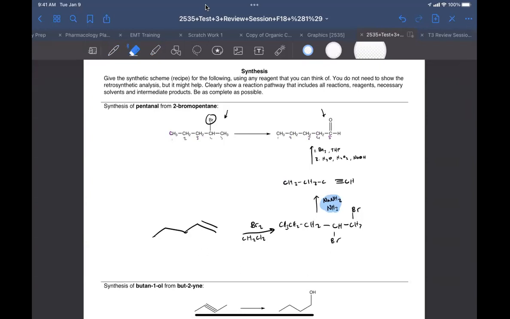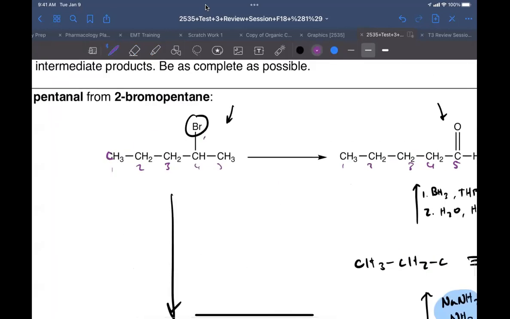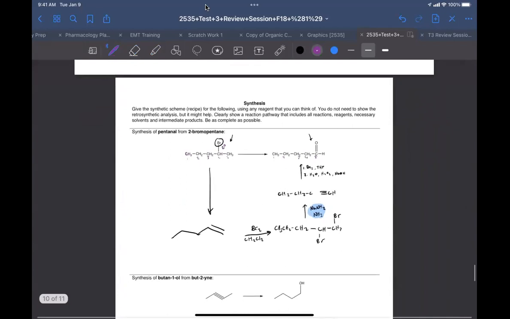So right here we have an alkene. All right, alkene going to a dibromo. And now we can have a reaction going from that bromopentane into that pentene. And what reaction is that? I'll give you guys a hint. The bromine right here is secondary. Someone please throw it out.